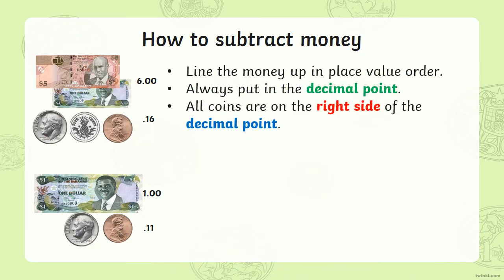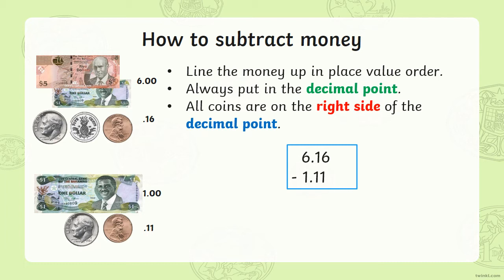First, make sure to line the money up in place value order. Next, always put in your decimal point and always put the coins on the right side of the decimal point. Let us subtract now. What goes to the top? The $6.16. Excellent. Notice that the coins are on the right side of the decimal points. The dollar note is on the left side of the decimal point.